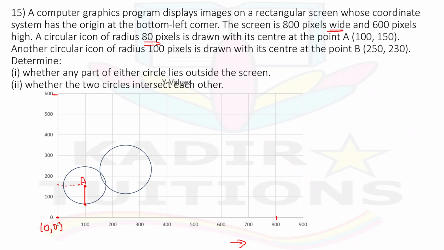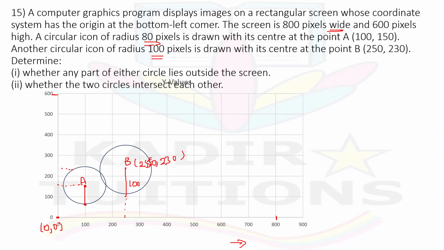And then another circular icon of radius 100 pixels is drawn with its center at 250 and 230. So 250 and 230 you will be getting over here, right? So from here 250 and from here it is 230. So this is the center B with 250 and 230 as the center. And what about the radius of this circle? They have given us 100 pixels. So if you see, it is coming as 100, right? So 100 pixels. So we need to draw one more circle.